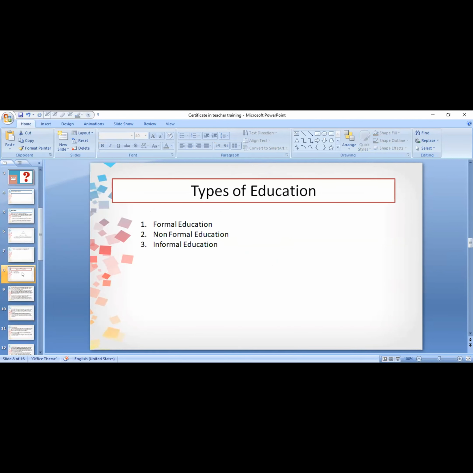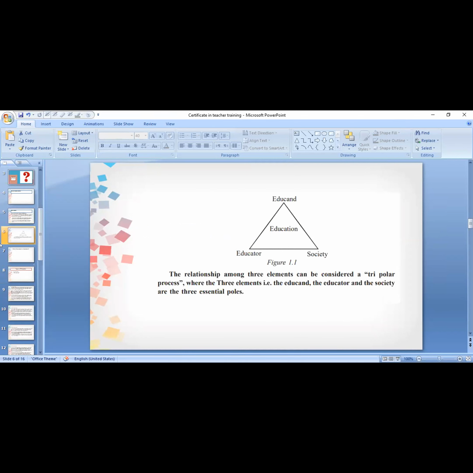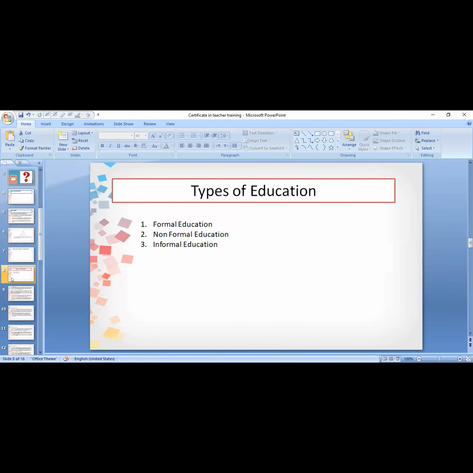All right. So we are moving on to the types of education. We covered the definition of education and the main factors that will influence the education. Now we are moving towards the types of education, right? There are 3 types of education. Those are formal education, non-formal education, informal education.